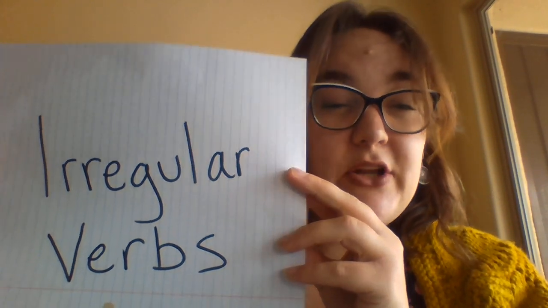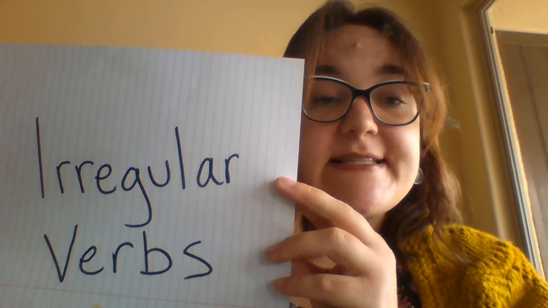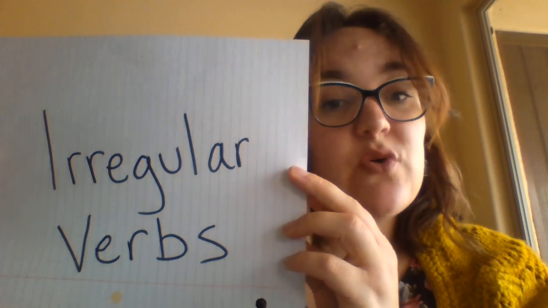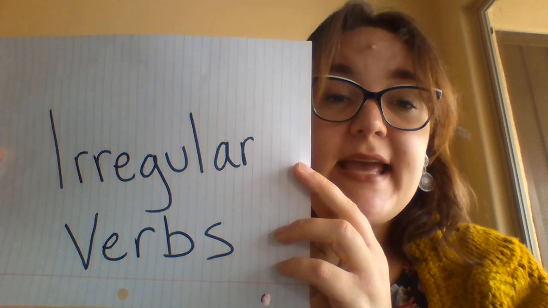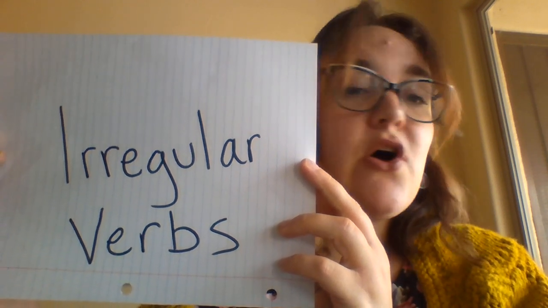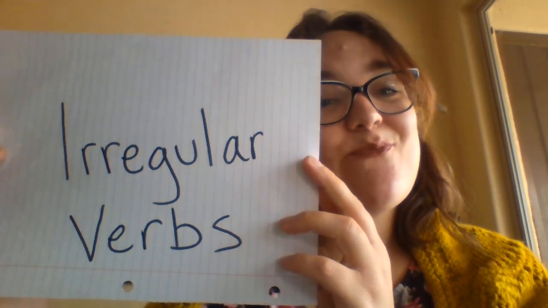Next, let's talk about irregular verbs. Irregular. Okay? So we know what regular means. Regular means normal. That there's a pattern, we can predict it. If regular means normal, irregular means it's not normal. It's not regular, there is no pattern. The only way to learn these verbs is to memorize them. Okay. Let's look at some examples of these irregular verbs.